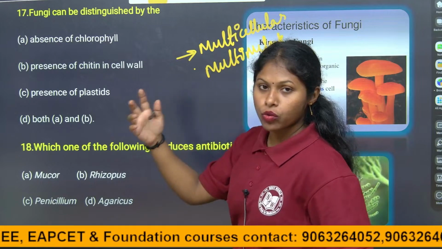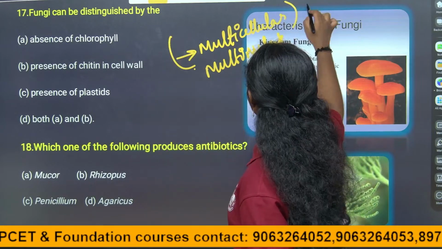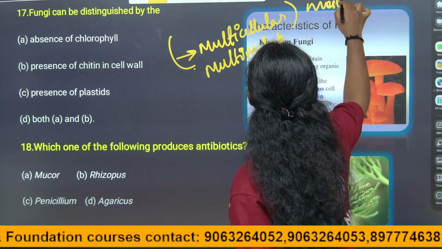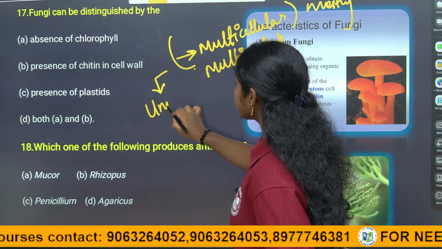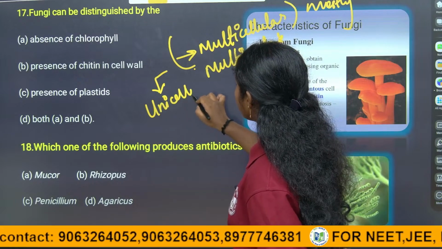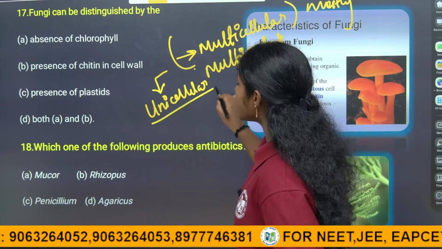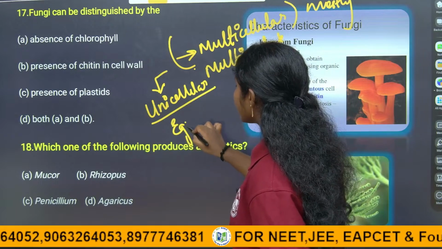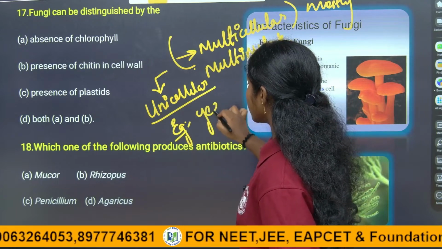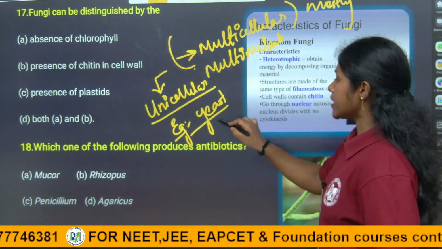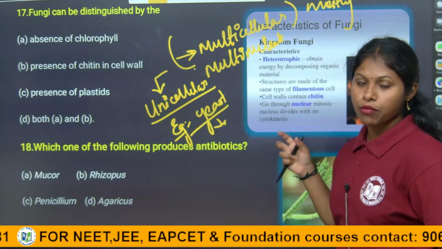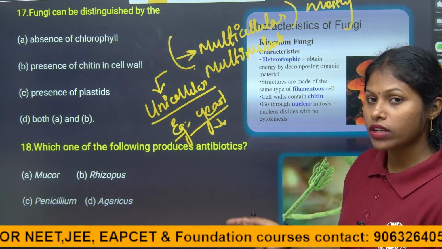So they have 2 types. Mostly they are multicellular, and they are unicellular also. What are the examples of unicellular, children? An example of unicellular is yeast. Right, a good example of the unicellular fungi is yeast. It is a single cell organism of the fungi, and we can see it only through the microscope.